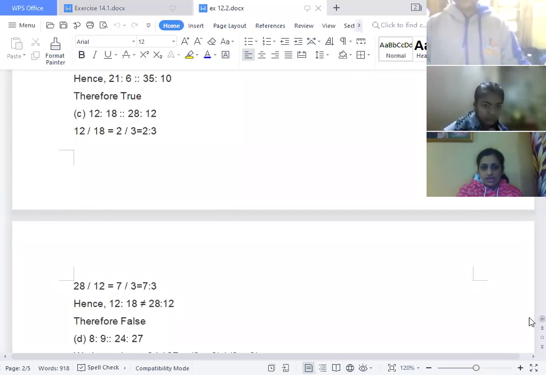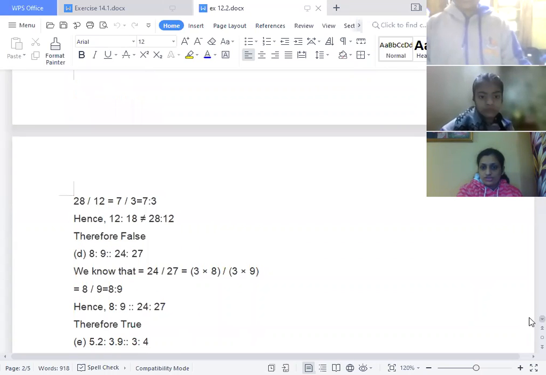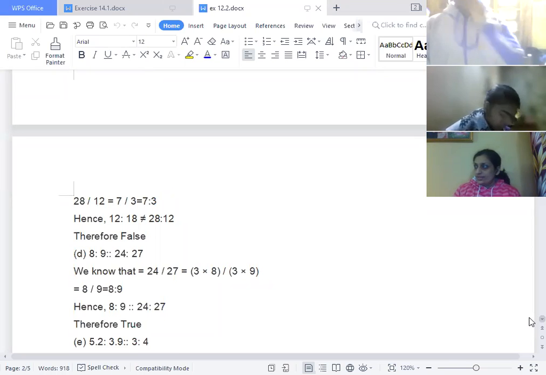So 8:9 and 8:9 both are getting the same answer. That means the statement is true here. 8:9 is proportionate to 8:9. That means the answer is true over here. 3 eights are 24 and 3 nines are 27.